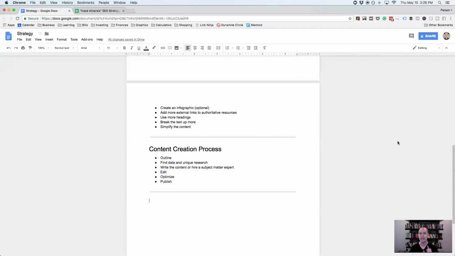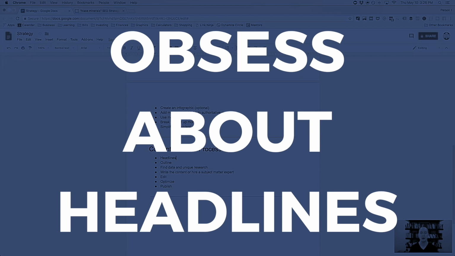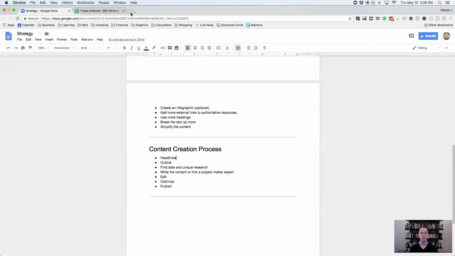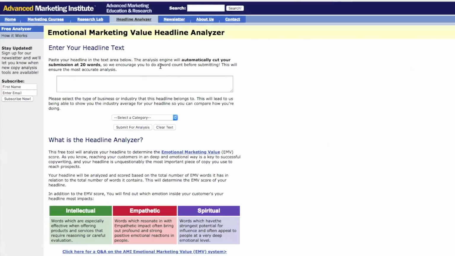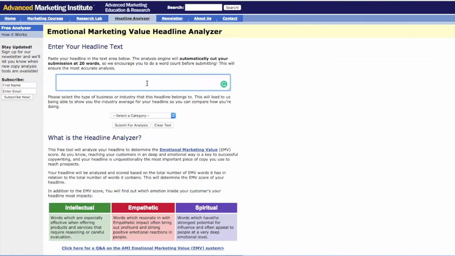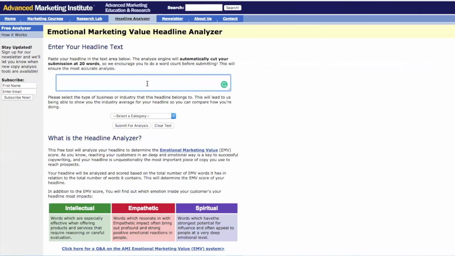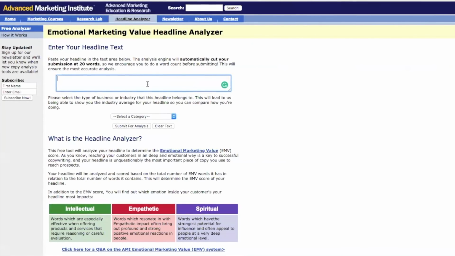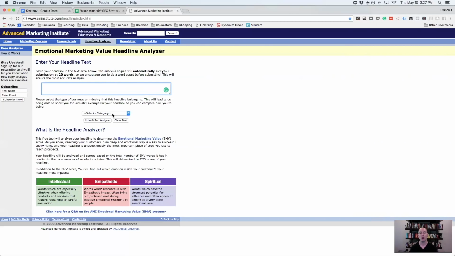And the last thing that I didn't cover is actually the first step, really, which is headlines. You really need to obsess about creating a strong headline. And one of the best things you can do is use one of my favorite tools. This tool here from Advanced Marketing Institute is probably one of the most used tools that I have. Every time I come up with a headline for my blog post or a sales page or an Instagram post, anything, I always use this tool to see the quality of the headline.